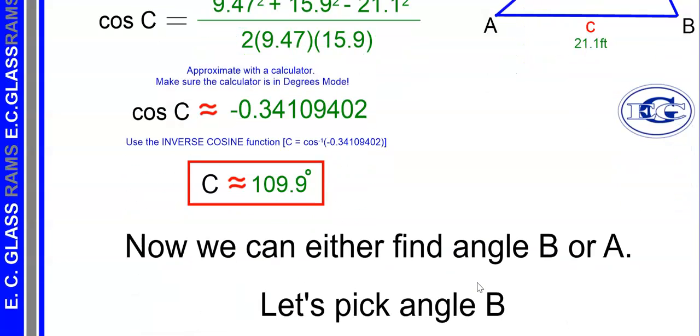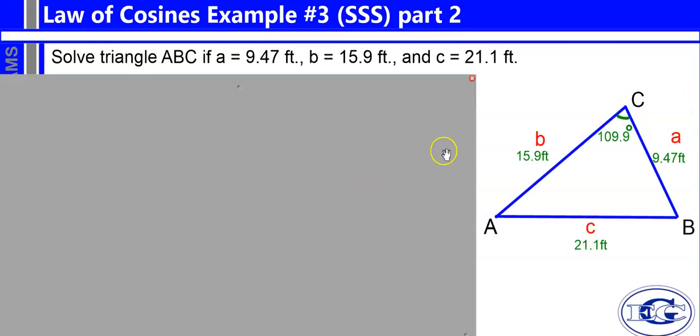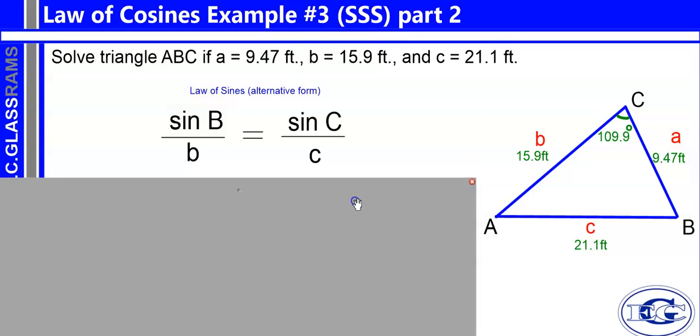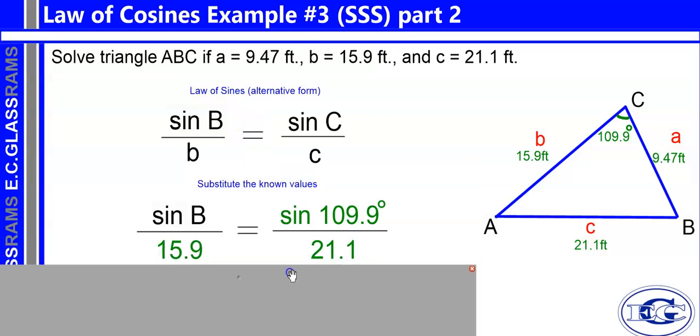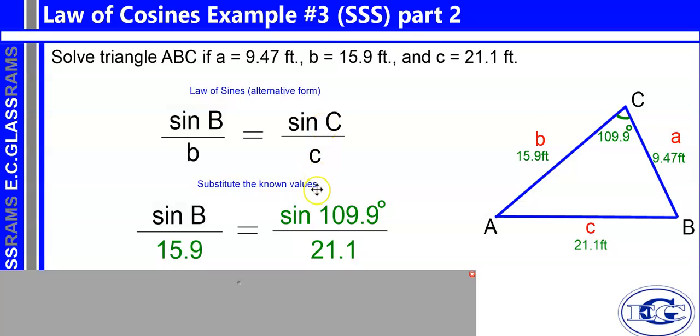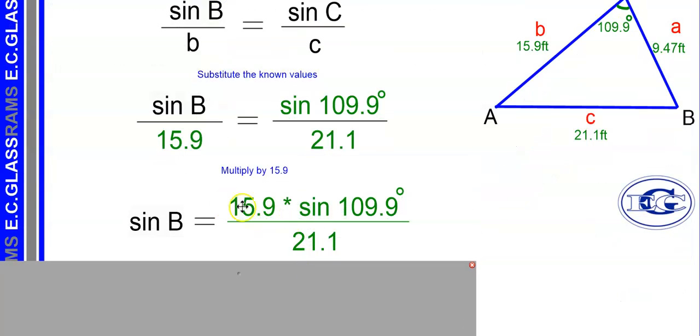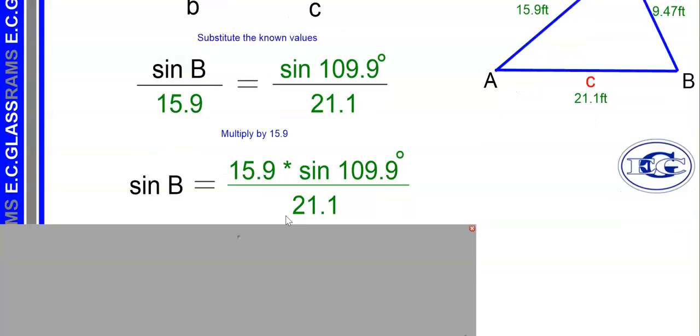Once you find the first angle, you can pick yourself which angle you would like to find. Let's just pick angle B. So we go to angle B, and we use the law of sines alternative form to find the missing angle. So we substitute all the known values. We use, obviously, angle C and side C because we just happen to find the angle C, and we are already given the side, so that's our complete pair. Multiply both sides by 15.9, and you have this fraction.